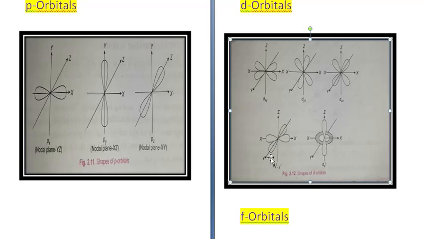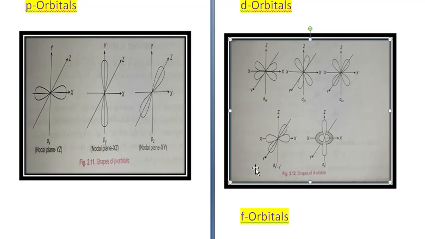Alright, so these are the 5 d orbitals, and each orbital can accommodate 2 electrons. So in total d orbitals can have a maximum of 10 electrons.